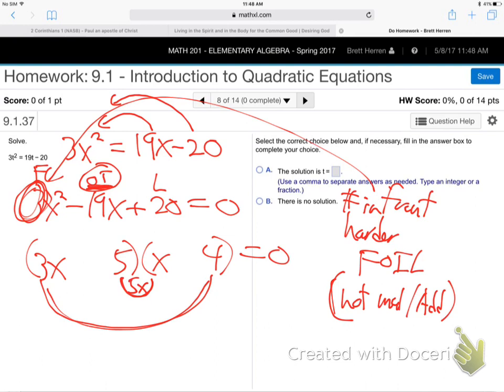So the middle two are 5x. And the outer two, 3x times 4, 12x. Now, can a 5x and a 12x somehow make the middle minus 19x? No way. 5 and 12 make 17, not 19. So it's not right. So what do we do? You cross them off and you switch them. Remember, the order now matters. So that's why these are such a pain.